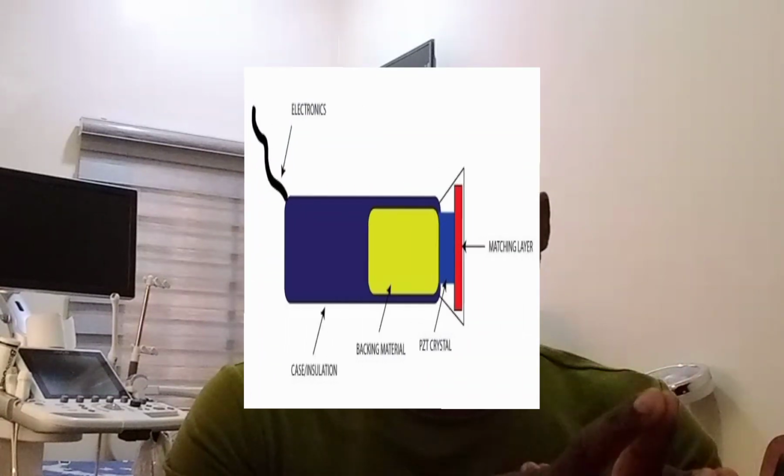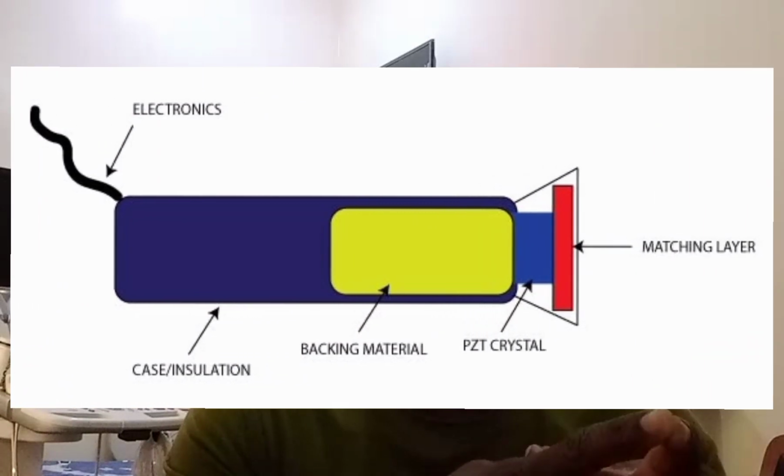Damping will allow crystals to vibrate for about 2 to 3 cycles, which produces short pulses. But without a damping block, the crystal will vibrate for many cycles, which will produce a very long pulse. The other material in your transducer or probe is the matching layer. So what does the matching layer do?